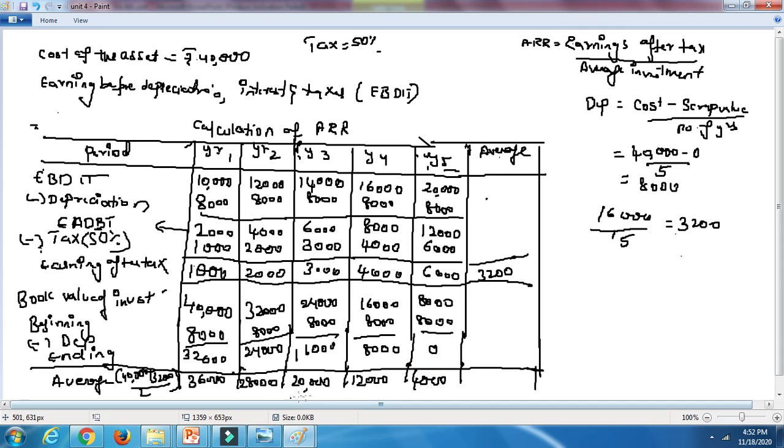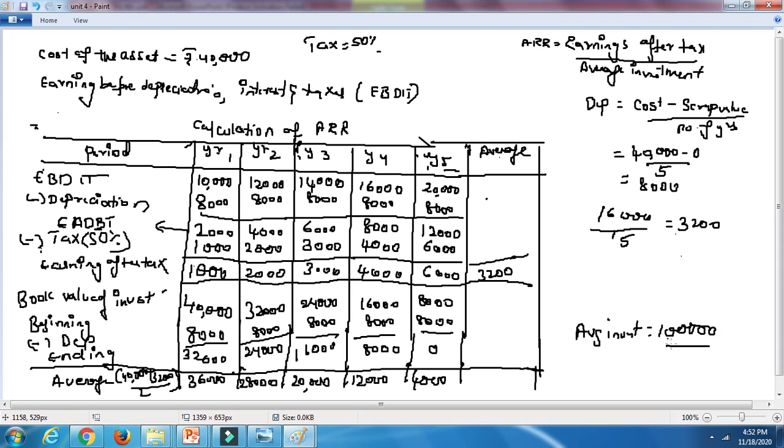Now you need to take average of all these. 36,000 plus 28,000, how much will it be? Sum 64. 64 plus 20, 84. 84 plus 12, around 96. 96 plus 4, 1 lakh, right? 1 lakh divided by 5, you need to take out the average. It will be average investment, nothing but it will be 1 lakh.